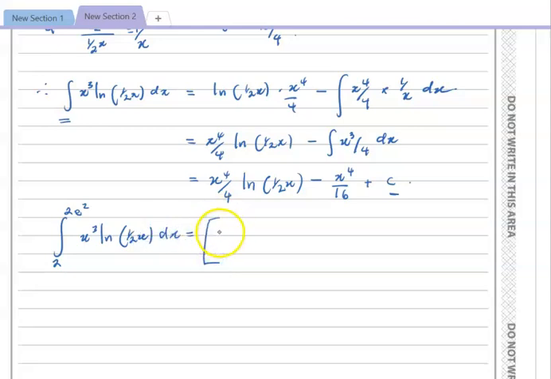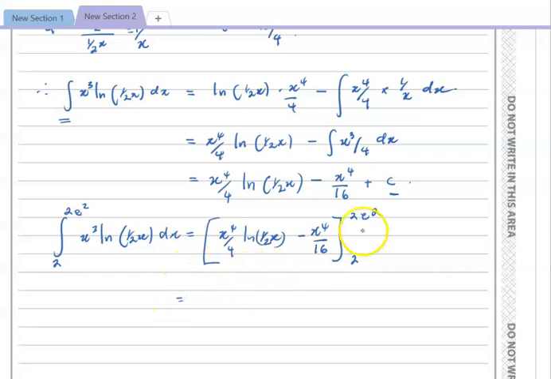So I'm going to put in the limits. So I have x power 4 over 4 natural log of a half of x minus x power 4 over 16. Now put in the limits, from 2 up to 2e squared. Now you have to be very careful because they want the answer in the exact format. So I'm going to substitute it now.